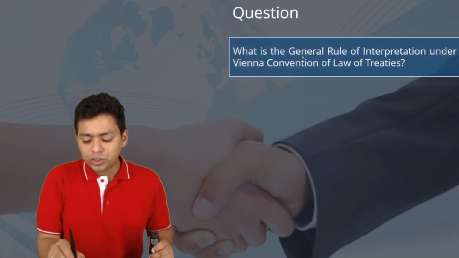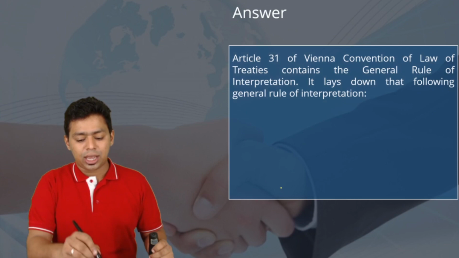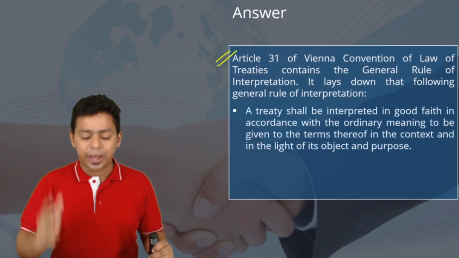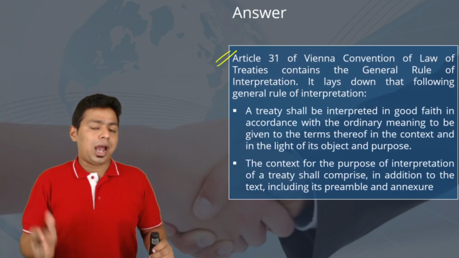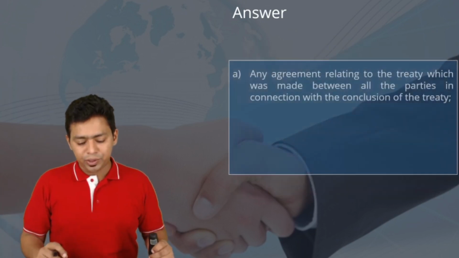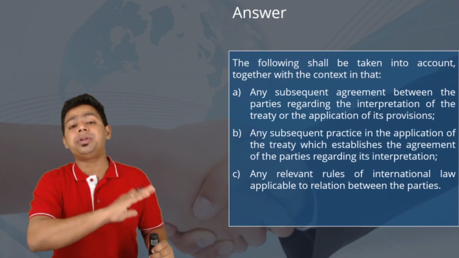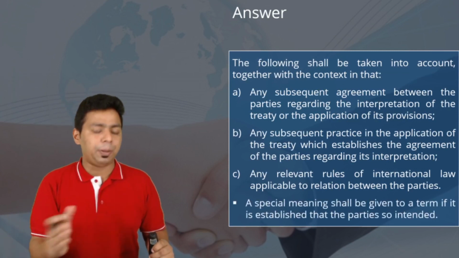Next question. What are the general rules of interpretation under the Vienna Convention on the Law of Treaties? They are asking about Article 31, which obviously focuses on literal interpretation. First priority should be given to the plain reading and the objective of the treaty. Okay. So this Article 31 also we have discussed, exactly the same article they have copied, not changing even a single word. Whatever we have done so far, the same thing is repeated here.